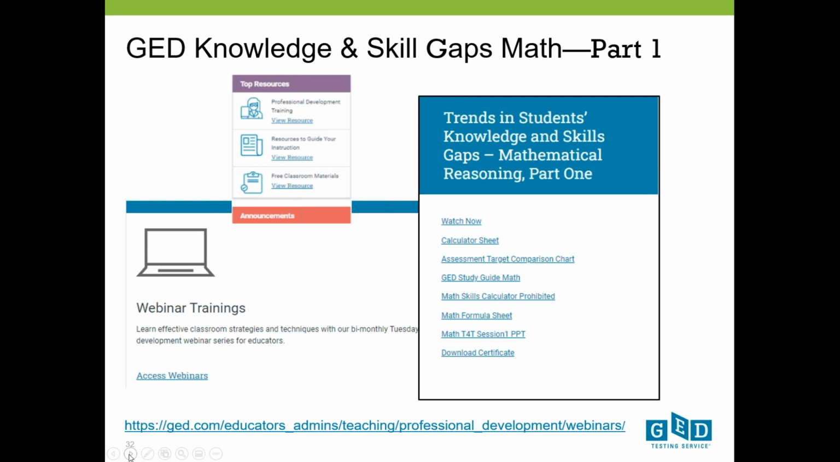Now, Michael mentioned earlier, and I want to reiterate this, we will be posting some of these same resources when we do mathematical reasoning part 2, because they're just as important. The assessment target comparison chart, we'll make sure it's there. That GED study guide, the formula sheet, all of those things that you need to access, so you can come back and pick those different pieces up.